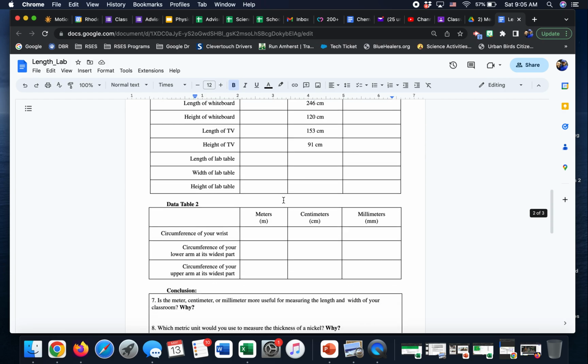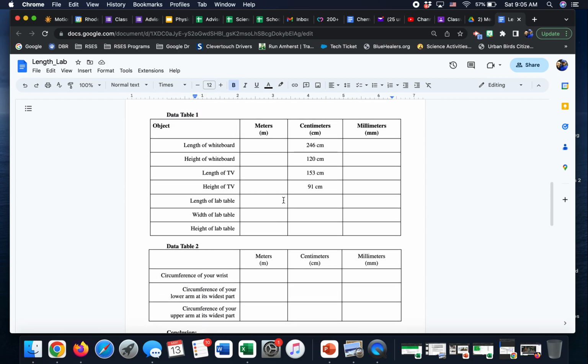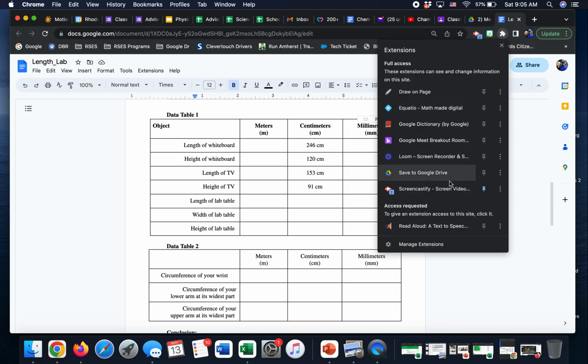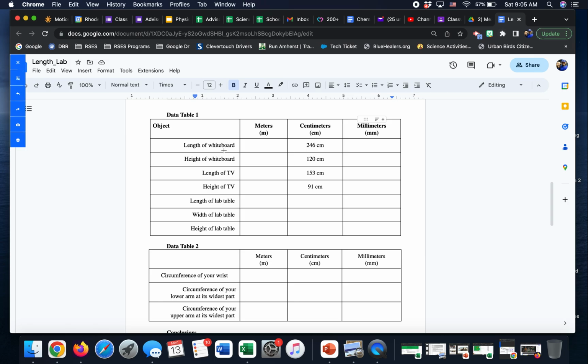All right, the next part of the lab are our data tables. So you're going to have to kind of get up for this part, because you are going to measure things like the length of the whiteboard, the height of the whiteboard, TV, and so forth. Actually, I did those ones for you. You're going to just stay at your lab table and measure these. But notice, we have meters, centimeters, millimeters. You're not measuring 3 times each object, and since I measured these objects so not everyone was crowded, let's figure out how to do that.